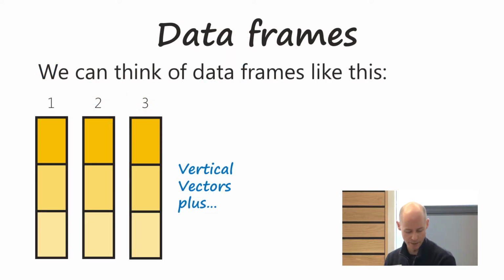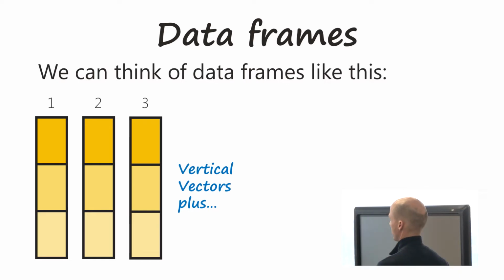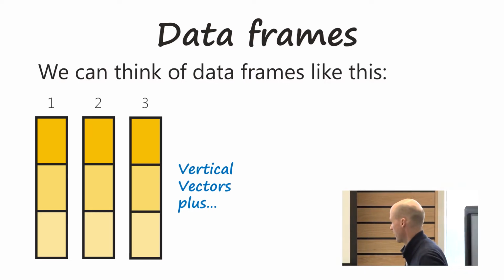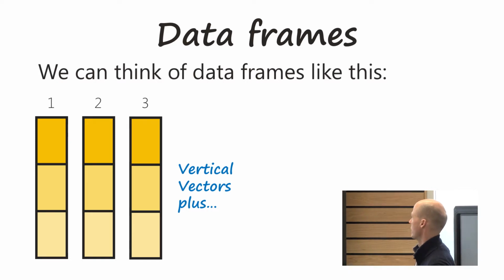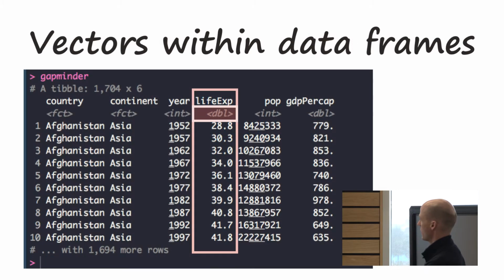So we can think of data frames as an arrangement of vertical vectors. So you've got vector 1 going down like this and vectors 2, 3 going down like this. But data frames have additional structure that holds the vectors together, which is behind the scenes, really. This was the Gapminder data frame printed to the console. Here you can see the life expectancy. It gives the type of vector that life expectancy is within the data frame. So it's a double, which means it allows for decimal places, and it's a vertical vector.